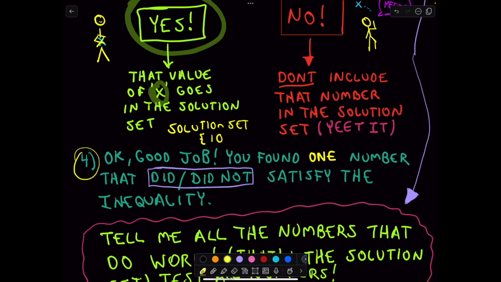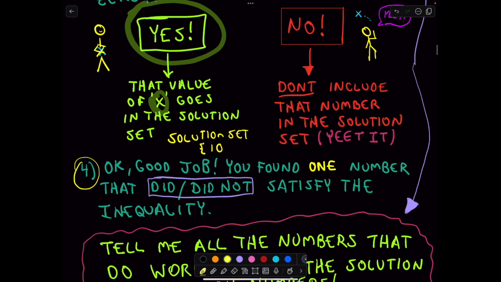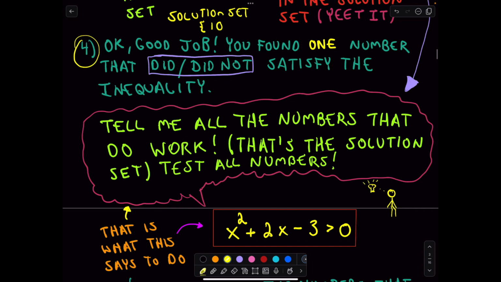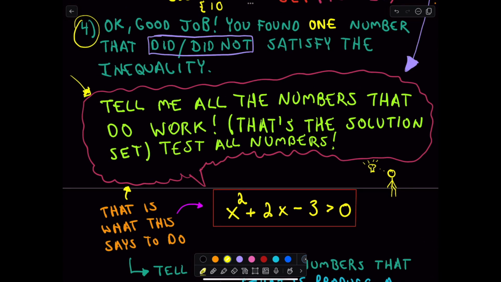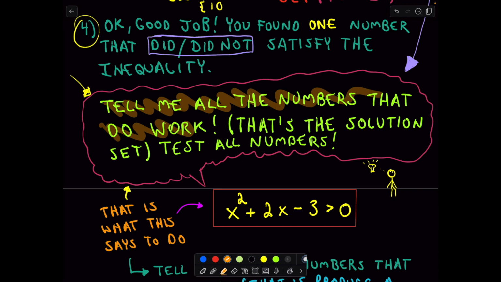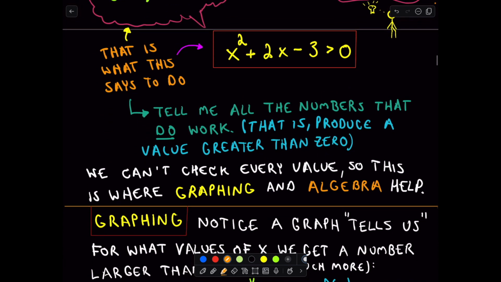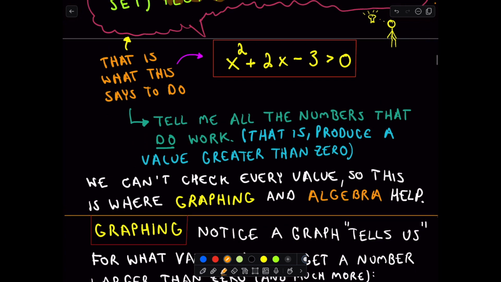Okay, so step 4 says, hey, good job. We've checked one number, x equals 10, and either that did or didn't satisfy the inequality. So what is the inequality saying to me? It's saying, tell me all the numbers that do work. Tell me all values of x that satisfy that inequality. That's going to be the solution set. So somehow we have to figure out what numbers work and what numbers don't work. Well, we can't obviously test every number.